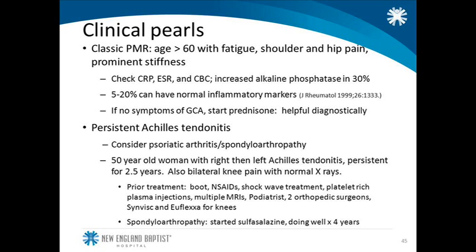So she had a spondyloarthropathy. Once she started sulfasalazine, her symptoms began to improve, and she's been doing well for the past 4 years without recurrence of Achilles tendonitis or knee pain.